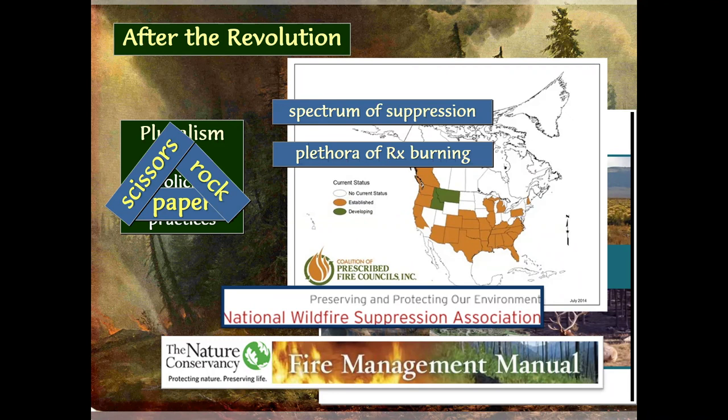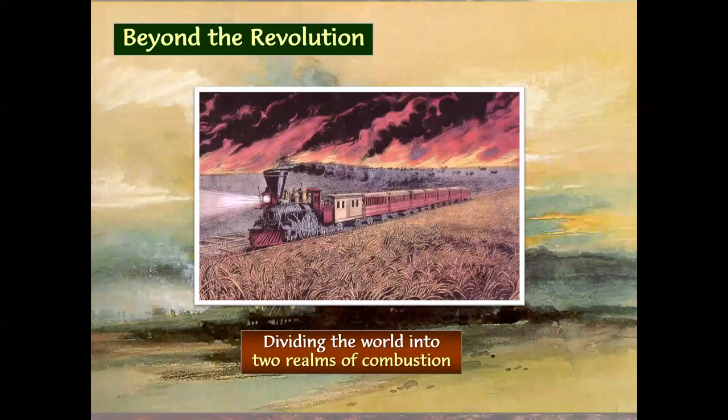So let me come to an ending here by going back to this very interesting Currier and Ives print across the continent. One of the things that stands out here is that the train divides two worlds. One is burning, and there are bison in the background fleeing it, and the other is not burning. And in a sense, it creates two realms of combustion. And that is how this is going to play out for a while.